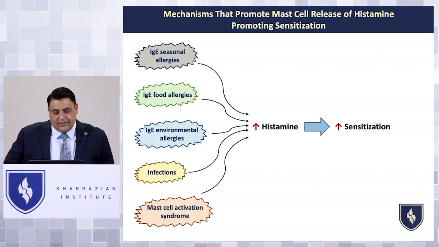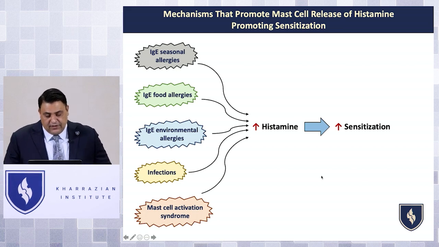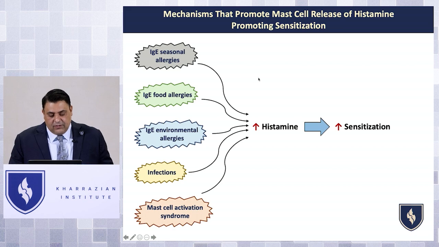And then seasonal allergies. You definitely want to look for IgE related issues. You want to look at IgE for mold, especially if they have sensitivities to damp buildings. And then infections, especially parasitic infections, they can definitely activate the IgE response, right? And some people actually have mast cell activation syndrome. If their histamine levels go up, they have increased sensitization.